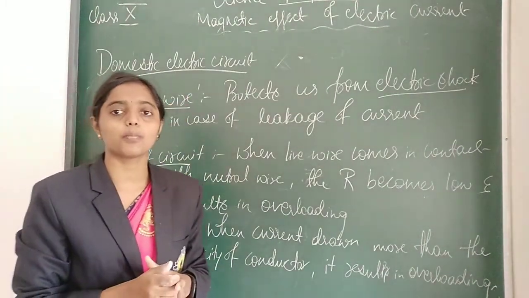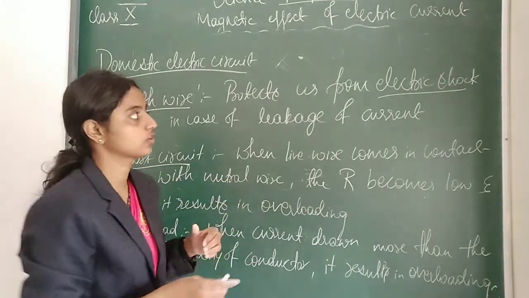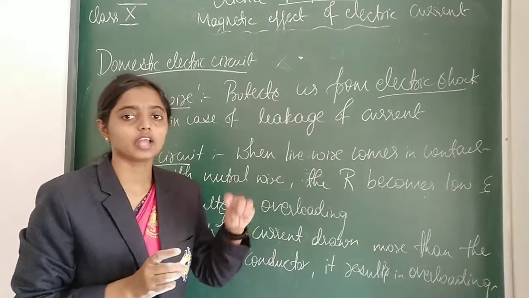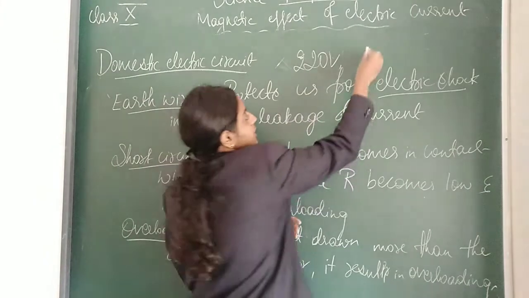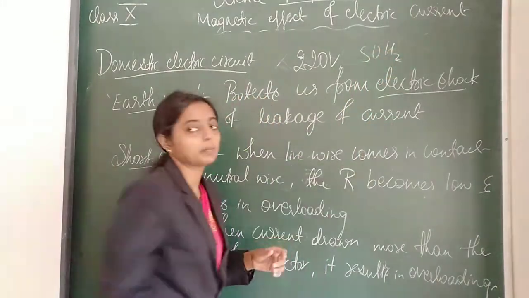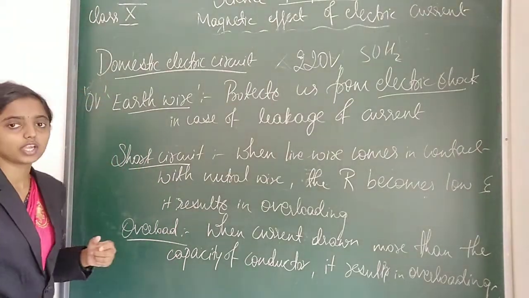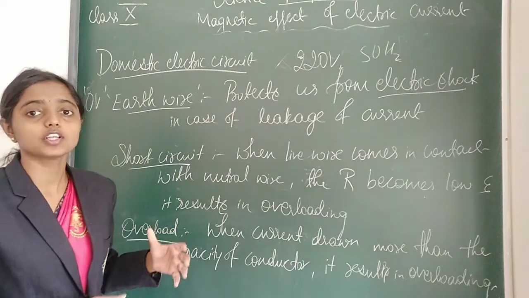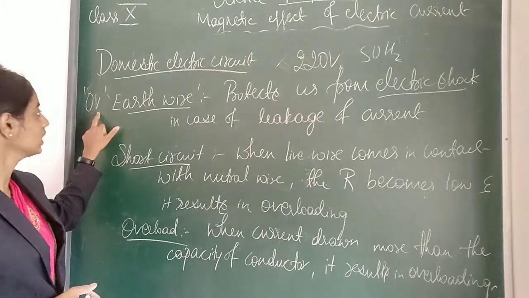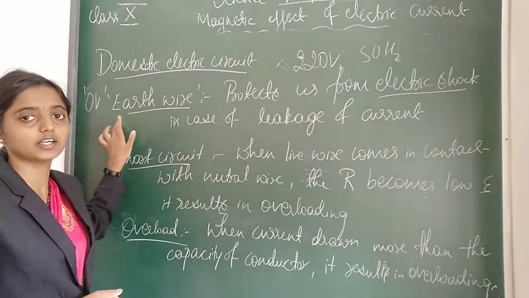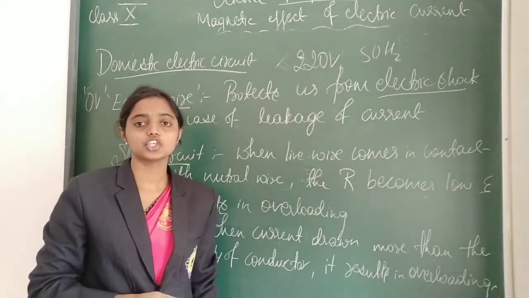And here we have one more important point. There will be a potential difference between the live wire and the neutral wire. The potential difference between the live wire and the neutral wire is 220 volts. In terms of frequency, it is 50 Hertz. And the potential difference in the earth wire will be 0 volt. This is again important: the potential difference between the live and neutral wire is 220 volts, and in the earth wire it is 0 volt, because there will be no flow of current here. It is used only for protection against electric shock.